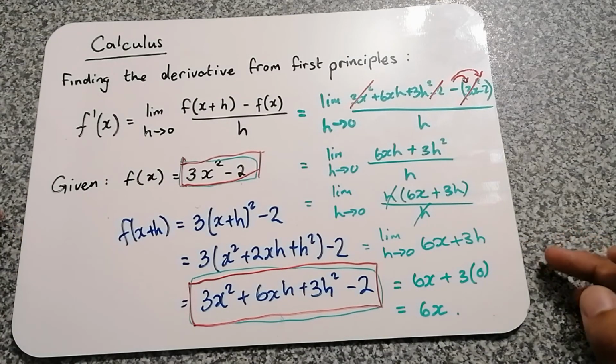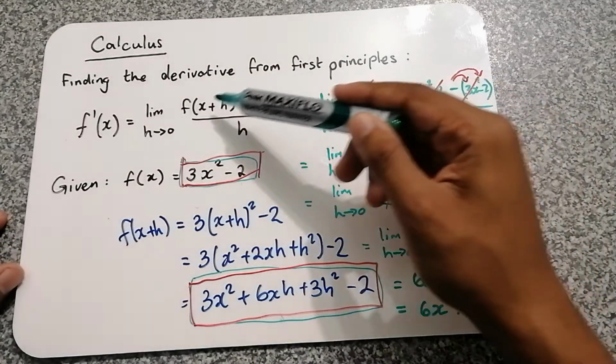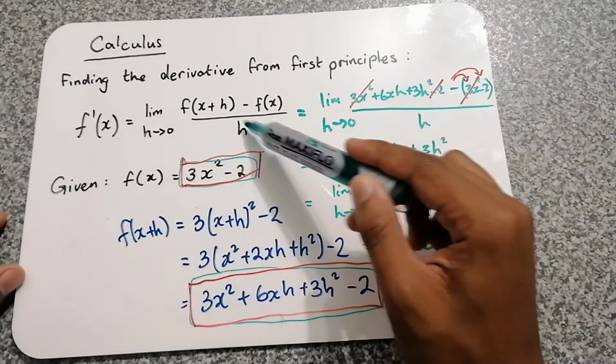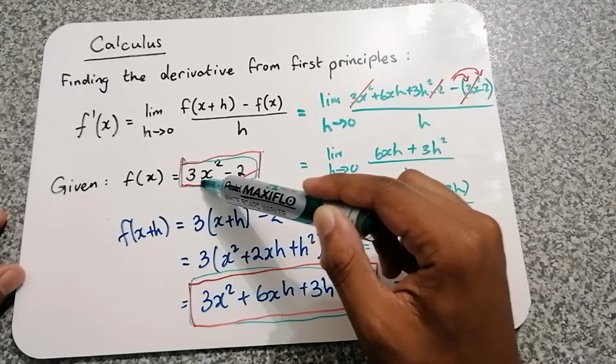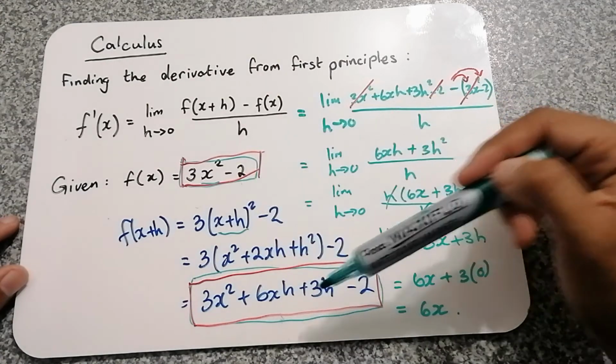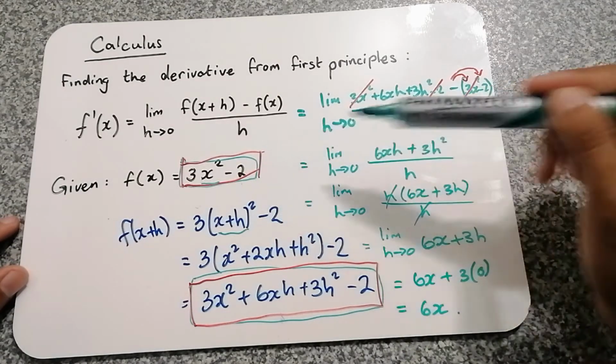So a couple of key steps. First, write out the equation for f(x + h). You do that by simply substituting the x with x + h. And then once you have that, you subtract these two functions, so take this one and subtract it from that one.